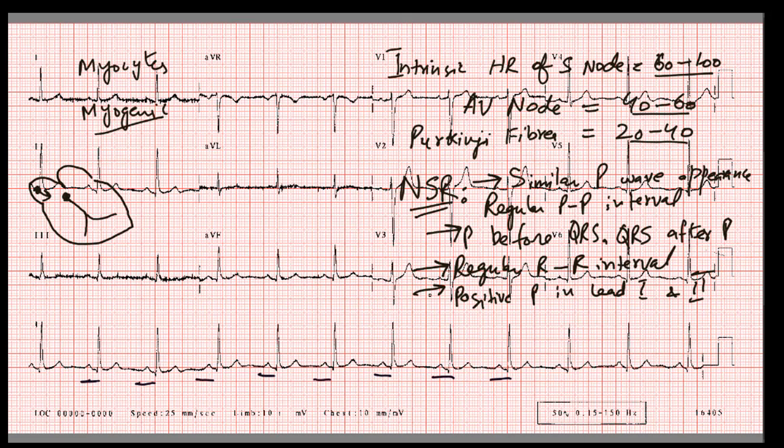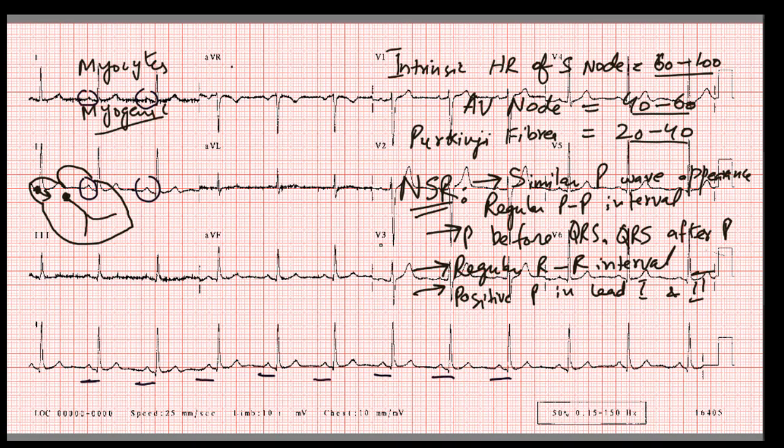The final criteria is positive P wave in lead 1 and lead 2. This is lead 1 and these are P waves and they are positive. This is lead 2 and here again positive P waves. So our rhythm here is a normal sinus rhythm. Let's practice this on another ECG.